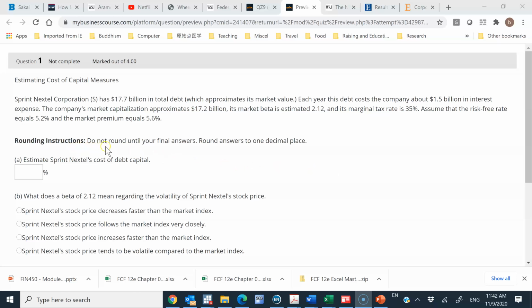Rounding instructions: do not round until your final answers. Round answers to 1 decimal place. So part A is estimate the cost of debt capital. This is in percentage terms, so if we calculate this in our calculator or Excel, we actually need to keep 3 decimal places to correspond to this rounding requirement of round to 1 decimal place.